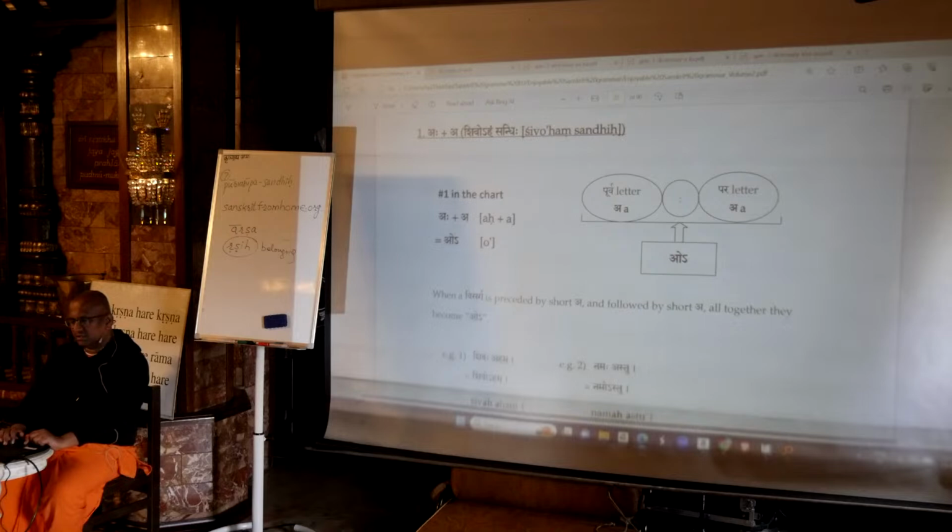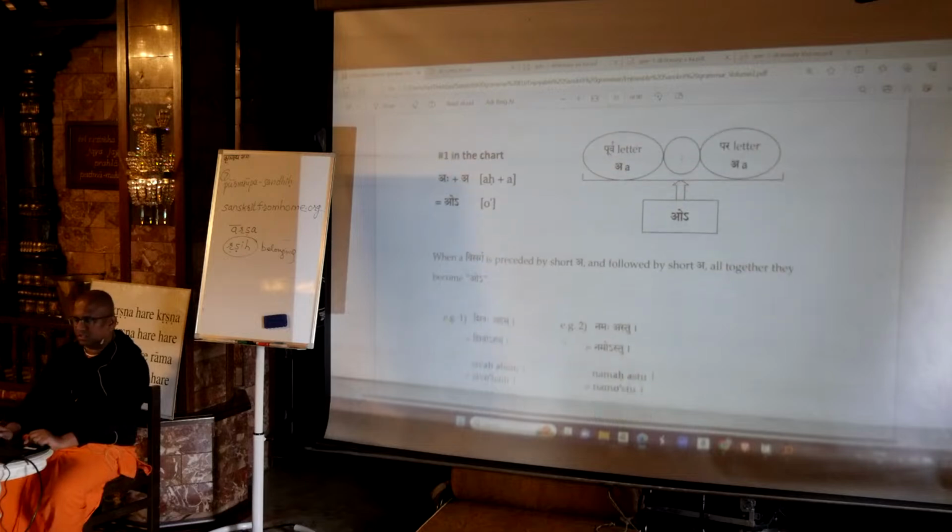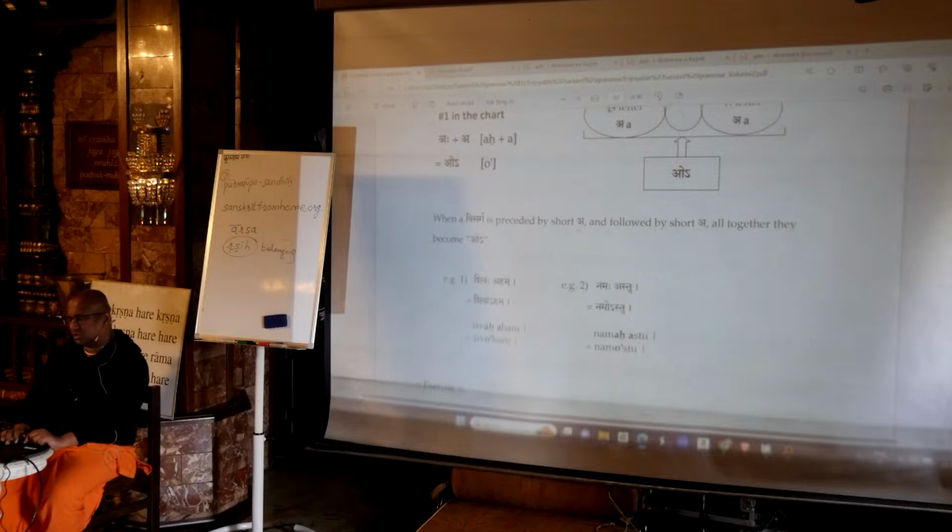So what is the sandhi? If before Visarga, which is H with a dot, you have Akara, and after it is also Akara, the whole thing will turn into O and then Avagraha. So when a Visarga is preceded by a short A and followed by a short A, all together they become O. Like Shivaha plus Aham becomes what?